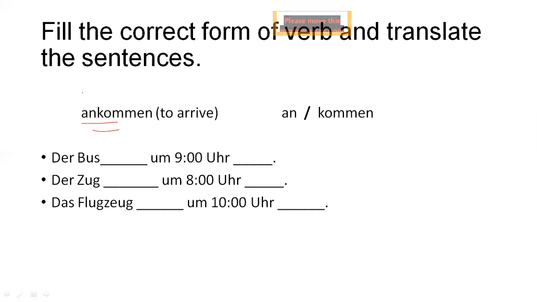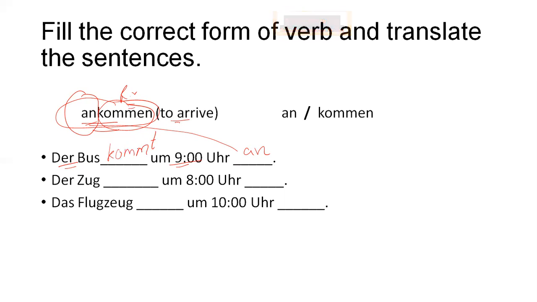Ankommen. Here an is a prefix and kommen is a regular verb. So if it is a regular verb, then you will not find any difficulty in conjugating it. So it says the bus at 9 o'clock. So the bus will arrive at 9 o'clock. So arrive is coming. I'm sorry, arrive is a separable verb, where an is a prefix. So an I will write here, and then I should write kommt here.